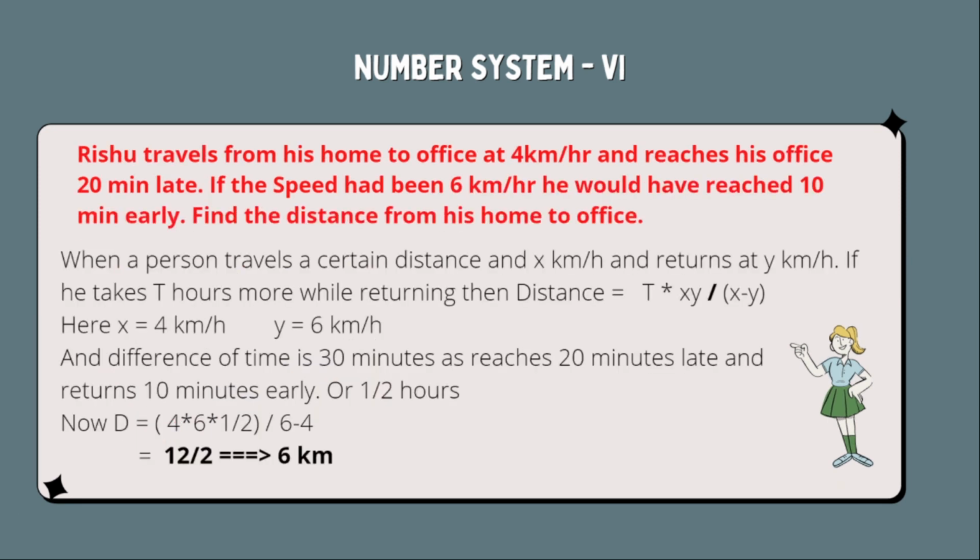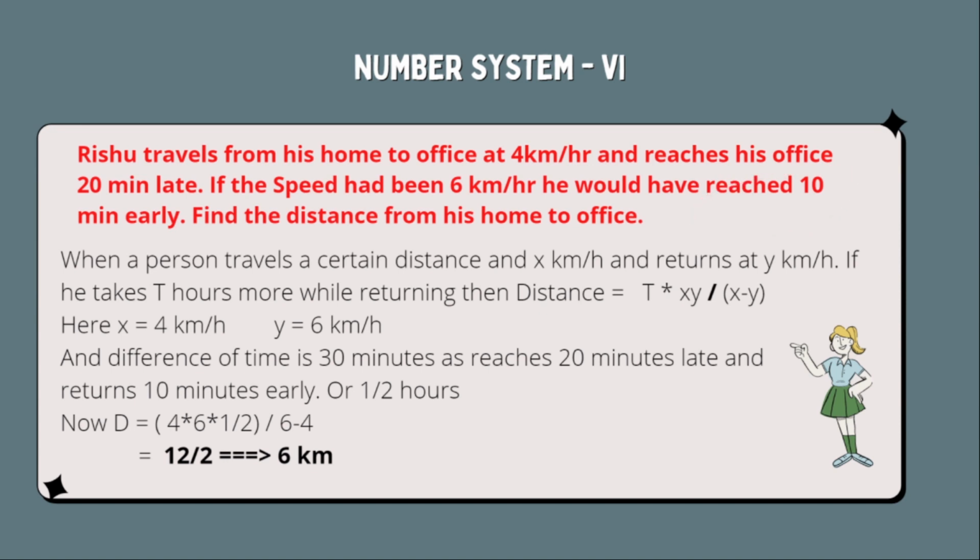Next question. Risu travels from his home to office at 4 km per hour and reaches his office 20 minutes late. If the speed had been 6 km per hour, he would have reached 10 minutes early. Find the distance from his home to office. In this question, you see x and y are given, and there is a time difference: at the initial stage he is 20 minutes late, and then later he is 10 minutes early. So what is the total time difference?